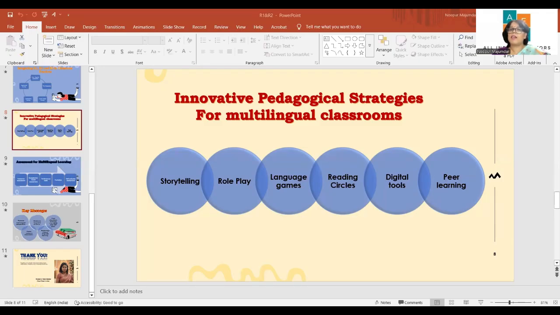So, after discussing these teaching strategies, an equally important question arises: how to assess multilingual learning meaningfully, right? So, let's discuss the assessment pattern, how we can assess our learners. So let's move on to the next slide, dear educators.